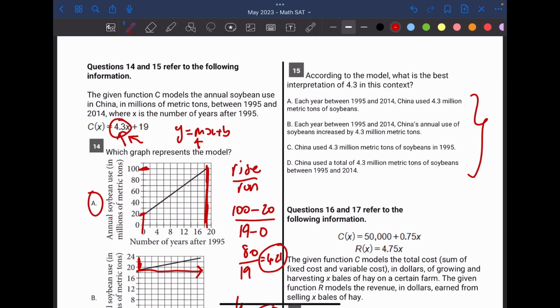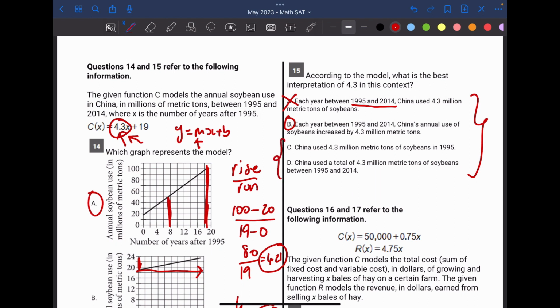So the first option says, each year between 1995 and 2014, China used 4.3 million metric tons of soybeans. This is wrong because in this year they used more than 4.3 million. So that has to be wrong. B, each year between 1995 and 2014, China's annual use of soybeans increased by 4.3 million metric tons. This has to be correct because it's a slope. By, let's say, year 8, it wasn't 4.3 anymore, it was 4.3 times 8. So B is correct.